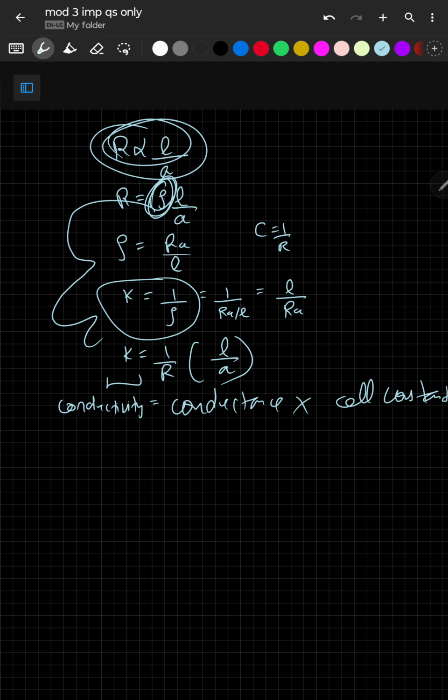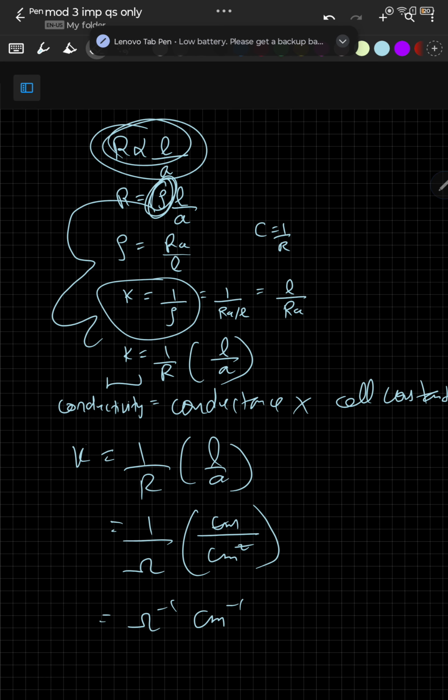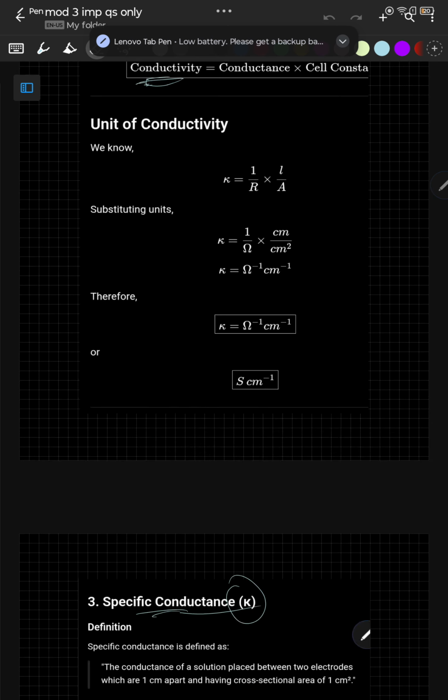Okay. Let's try to derive the units of this. So we know K is equal to 1 by R into L by A. That becomes 1 by ohm into centimeter by centimeter square. That becomes ohm inverse centimeter inverse. This much we can write and leave, or we can also write S inverse centimeter inverse. I will just leave it till here because it's derivable. Instead of memorizing, we can derive it. So this is the derivation which is important, and it comes under theory itself.